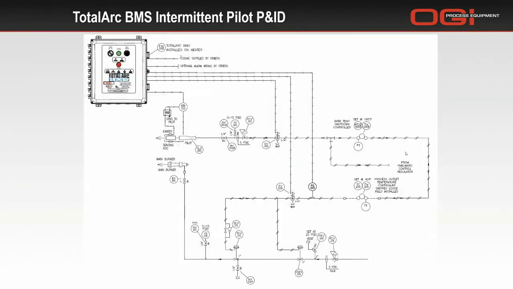As we go into the intermittent pilot, it's a similar setup, same P&ID as we had before, with the difference that this time we actually place the pressure switch after the process temperature controller. So we get our supply gas in the same location. If we make our bath high temperature shutdown and our process controller requests heat, then it will provide pressure to pressure switch 103, which will trigger a call for heat on the TotalArc BMS.